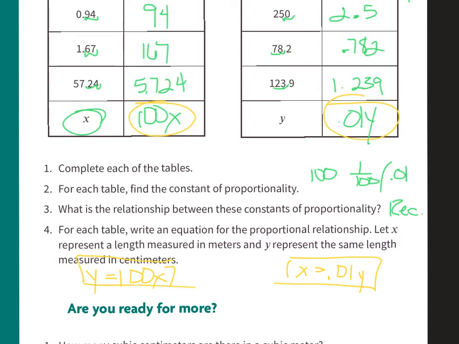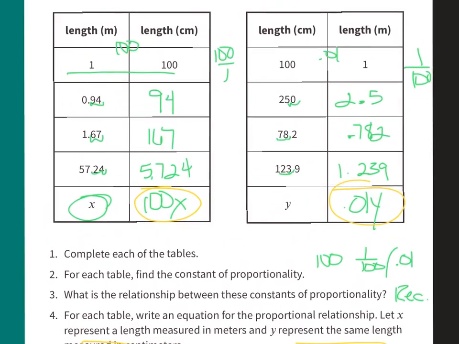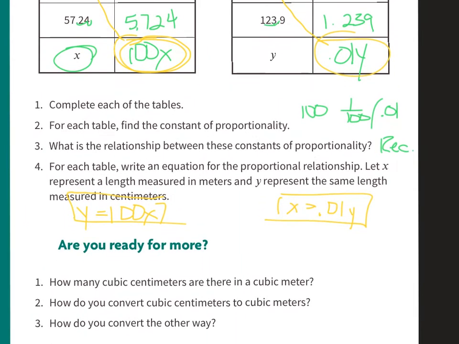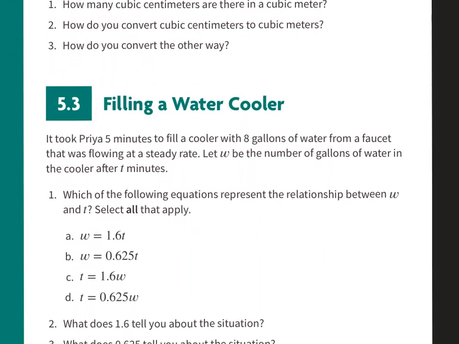Okay, when we're writing equations, our constant of proportionality is always going to go with that first column. So they told me meters was x and centimeters is y. So 100 went with my first column, and that equals my second column. 0.01y went with my first column, and that equals my second column. Okay, we'll do more of that here in a minute. So, filling a water cooler.